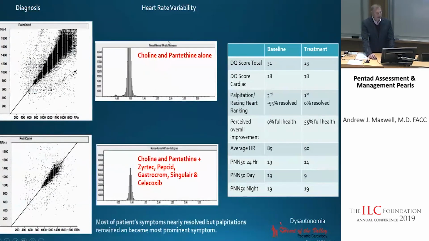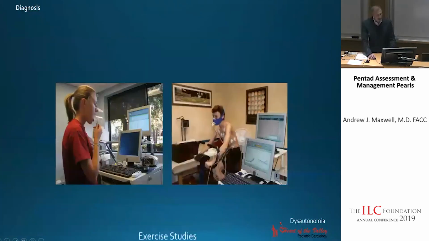Same here. This patient was just on choline and pantethine, and then we added mast cell activation treatment and reduced their variability. So here's histamine or some other component within the mast cells causing the heart rate variability, causing them to feel like they had palpitations. We corrected it with anti-mast cell treatment.